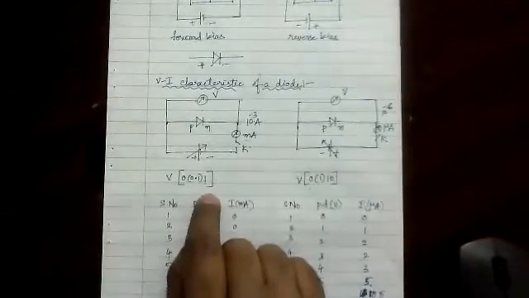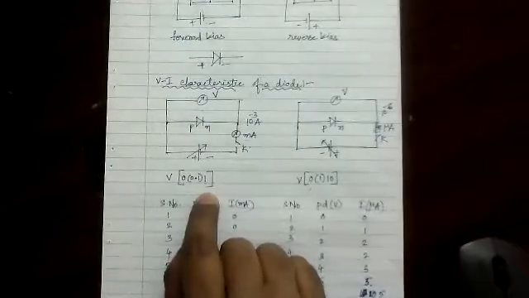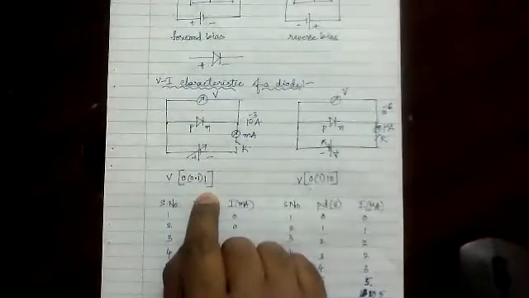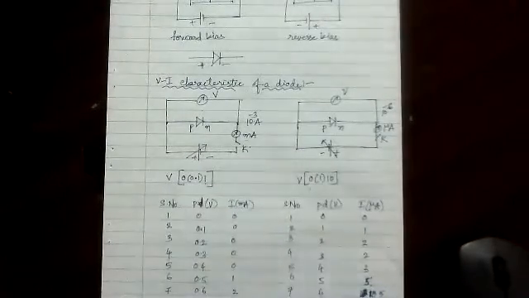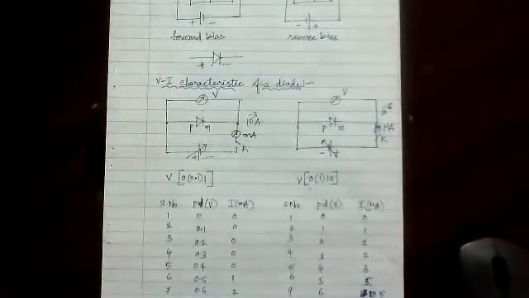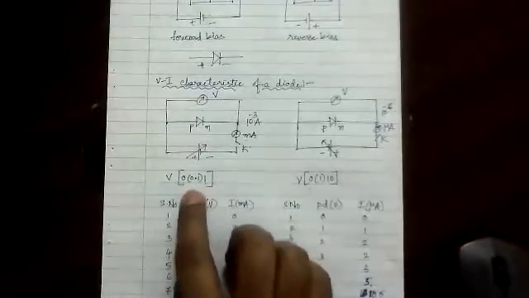For that reason, in the settings of the board, now we have a ready-made board. Earlier we did not have boards. Now the ammeter, voltmeter, everything is fixed on the board. We just need to connect the ports and start working on that. So in forward bias, we change with a difference of 0.1.